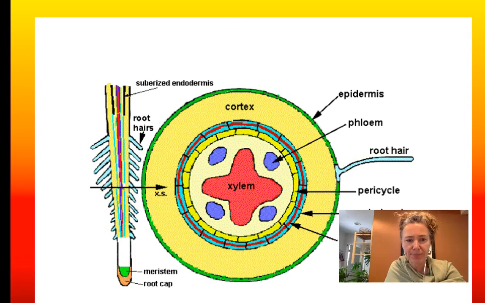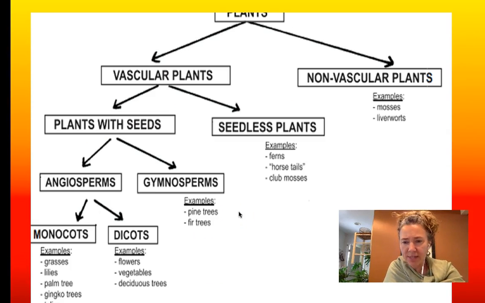So let's take a minute to talk about what a monocot and a dicot is. Back last week we talked a lot about plant taxonomy, and we know that all plants, to get into the plant kingdom, have to do one thing, and that is photosynthesize.